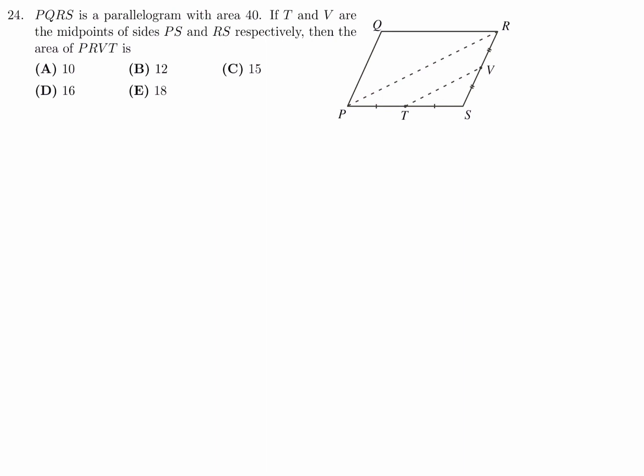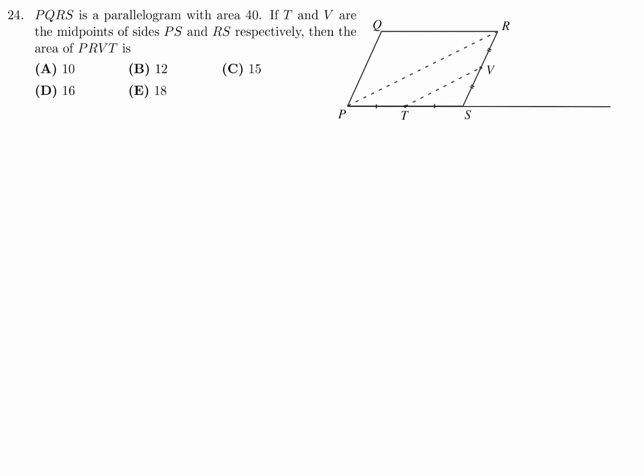PQRS is a parallelogram with area 40. If T and V are the midpoints of sides PS and RS respectively, then the area of PRVT is PRVT. That is the shape they want you to figure out the area of. Okay. First, let's draw some lines that hopefully will help us. I'm going to extend PS like that.